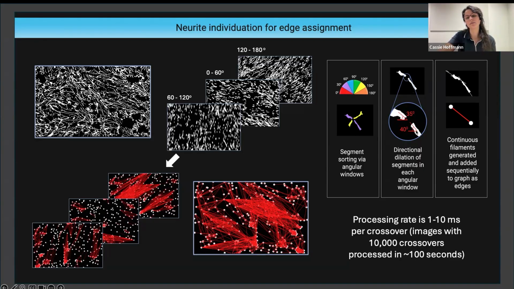The algorithm then closes this gap created by the juncture point with just a linear structuring element. So it's just positioned at the same angular orientation as the segment. And then this produces a continuous neurite filament that I was then able to assign the edge between these nodes using a normal connected components approach. And with this technique, we were able to process each crossover point in 1 to 10 milliseconds. So that means we could process 10,000 crossovers in approximately 100 seconds.